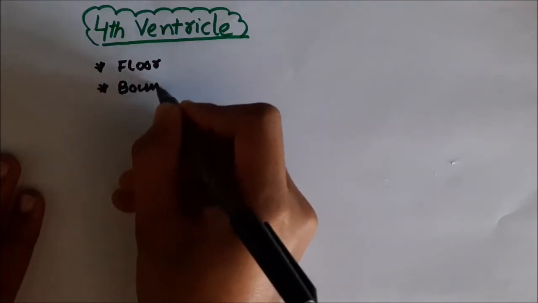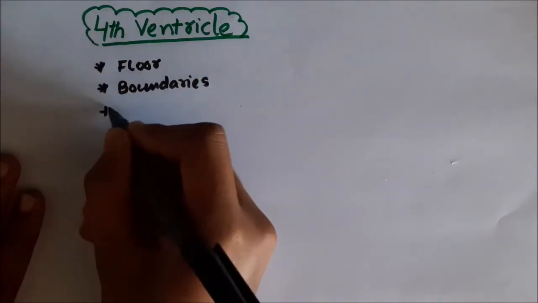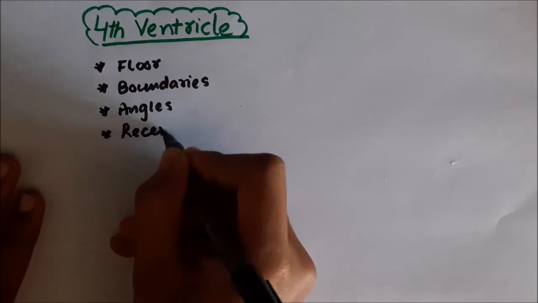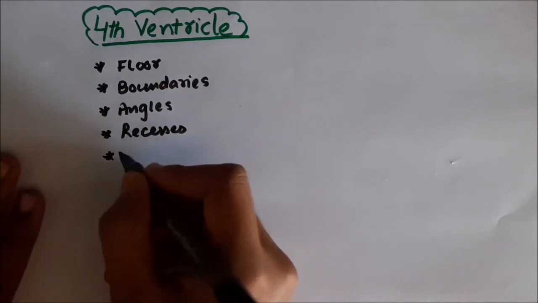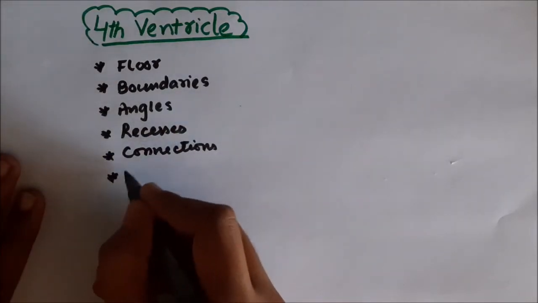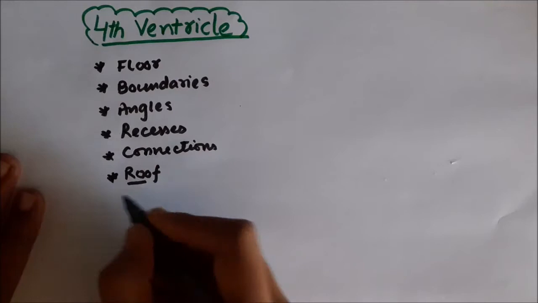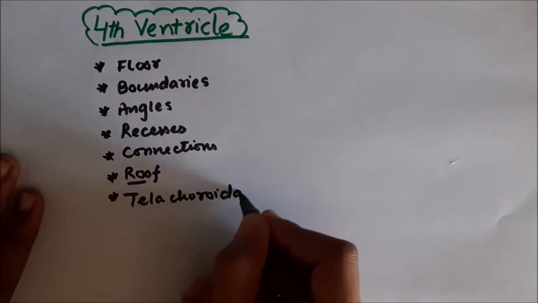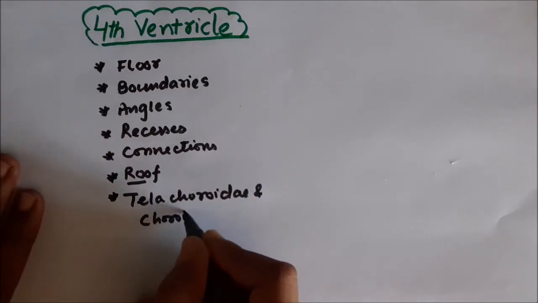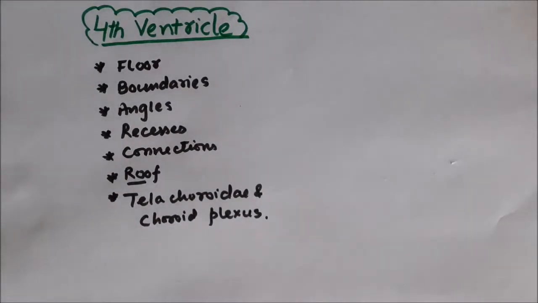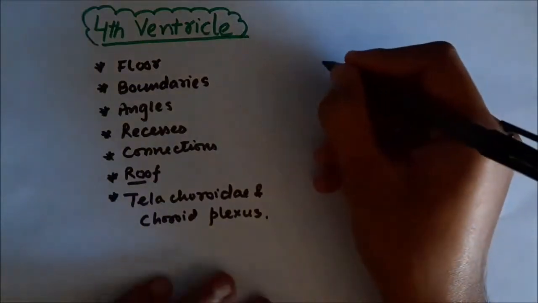So the different parameters that we have to study in this are the floor of the fourth ventricle, boundaries of the fourth ventricle, angles of the fourth ventricle, recesses of the fourth ventricle, the connections of the fourth ventricle with other ventricles, and the roof of the fourth ventricle, as well as the tela choroidea and the choroid plexus of the fourth ventricle. So these are the various parameters that we have to discuss. Let us start with a basic diagram in order to get an idea about the fourth ventricle.